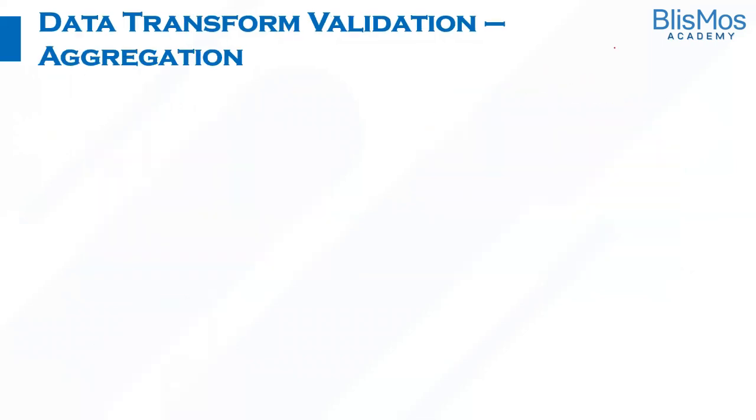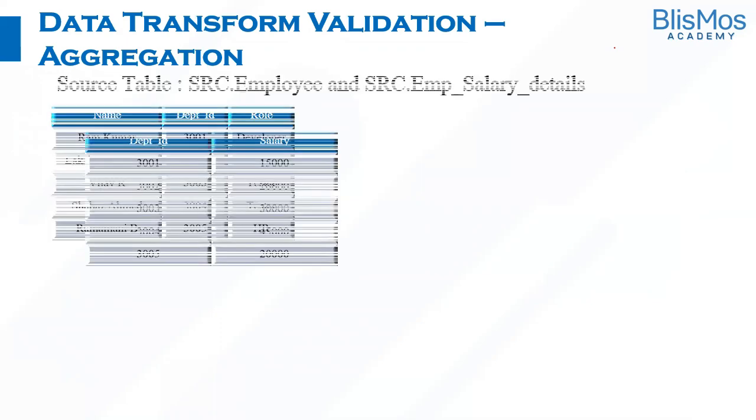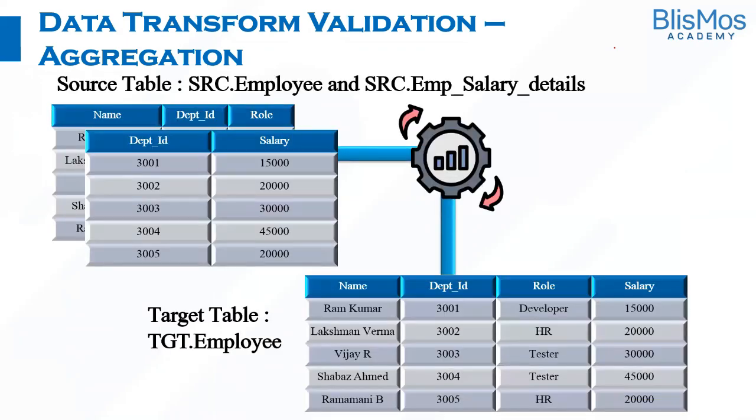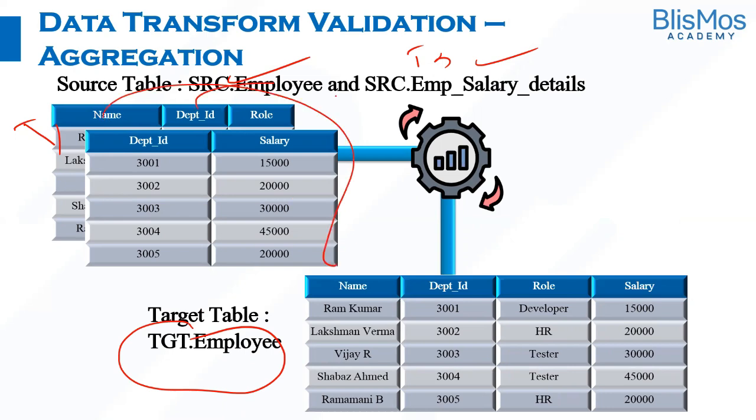So as per the transformation logic, you have to aggregate a couple of columns here. When I say aggregate here, the context is we are bringing together the columns of two tables, table 1, that is employee, and table 2, that is employee salary details, and we are making an employee table in the target table. So name is coming from here, department ID is coming from here, a role is coming from here, only the salary is coming from the second table. The transformation here is aggregating the columns from two different tables and making it one table in the target table.